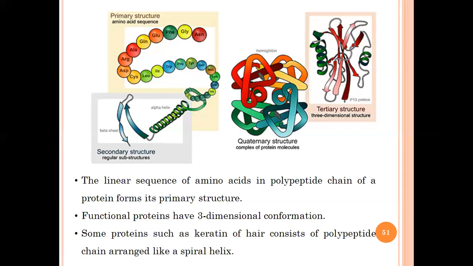One of the very commonly studied examples of a quaternary protein is hemoglobin. Whenever someone asks you about a quaternary protein, you can always tell about hemoglobin, because it is the most commonly studied and well-known kind of protein all over the world. Okay, so that's all about the typical types of structures of a protein.